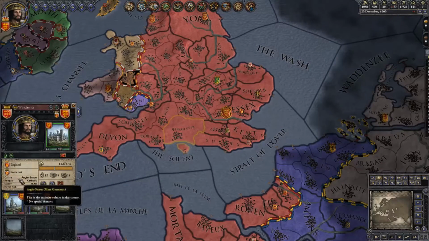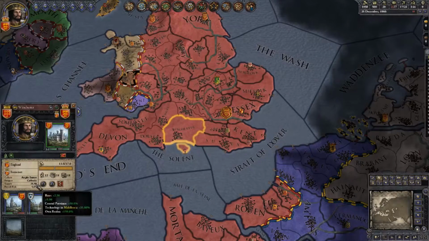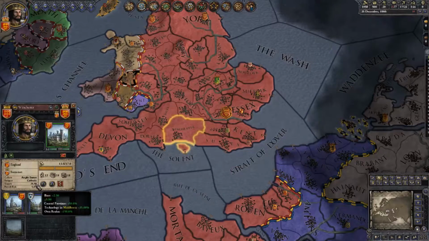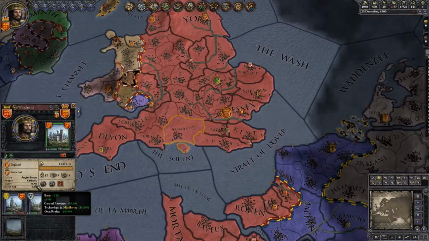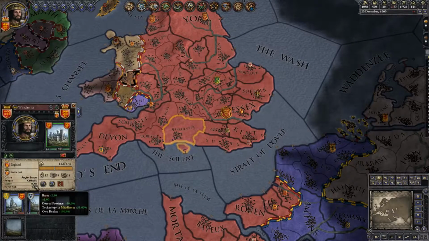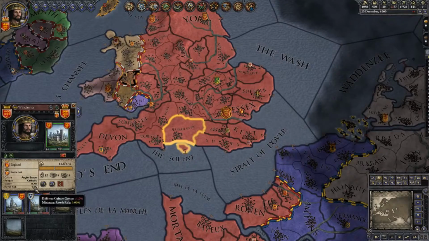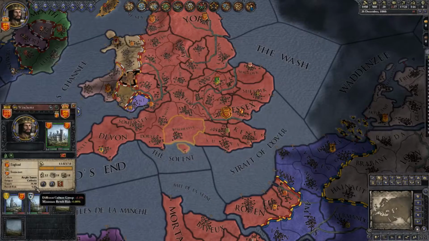Okay, culture Anglo-Saxon, religion Catholic, supply. This basically means the number of troops that you can have in this county before you start suffering attrition, which means losing troops over time just by nature of being there. So if we had 26,000 troops here, we would suffer attrition until we fell below 25,000. And then revolt risk, the likelihood that a rebellion will rise up against you.